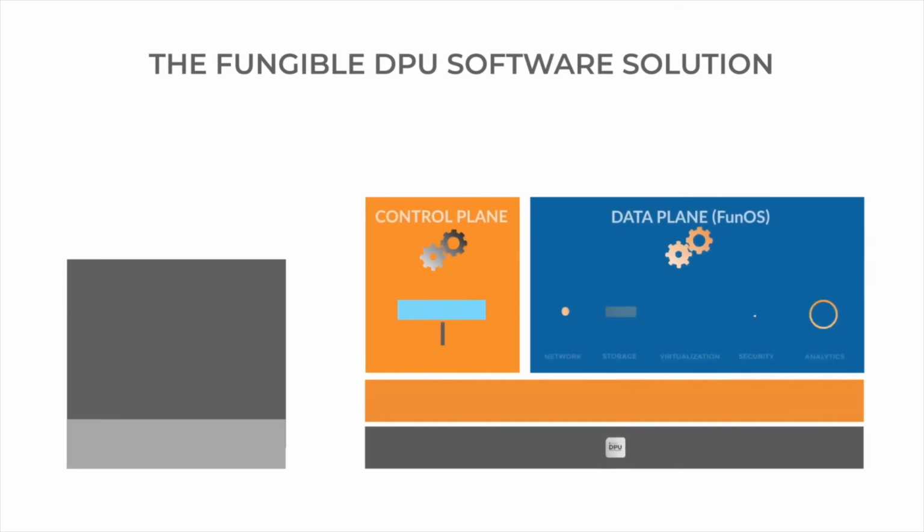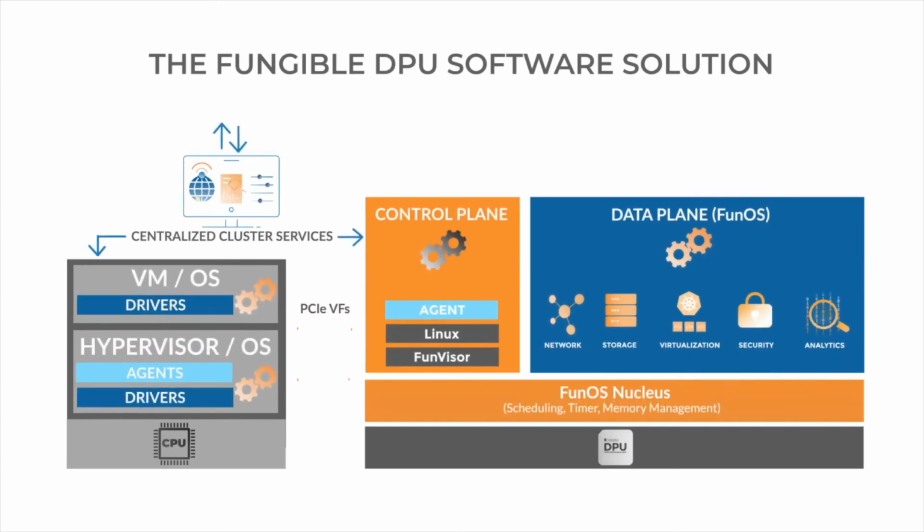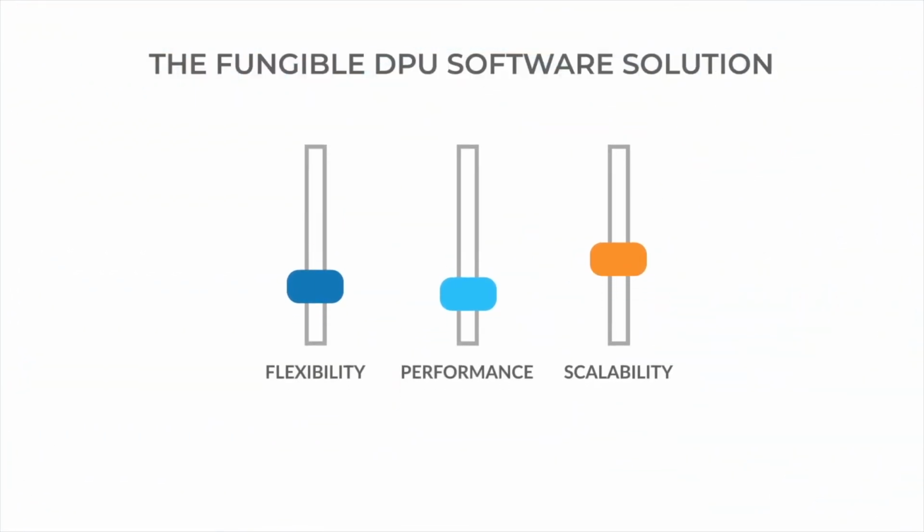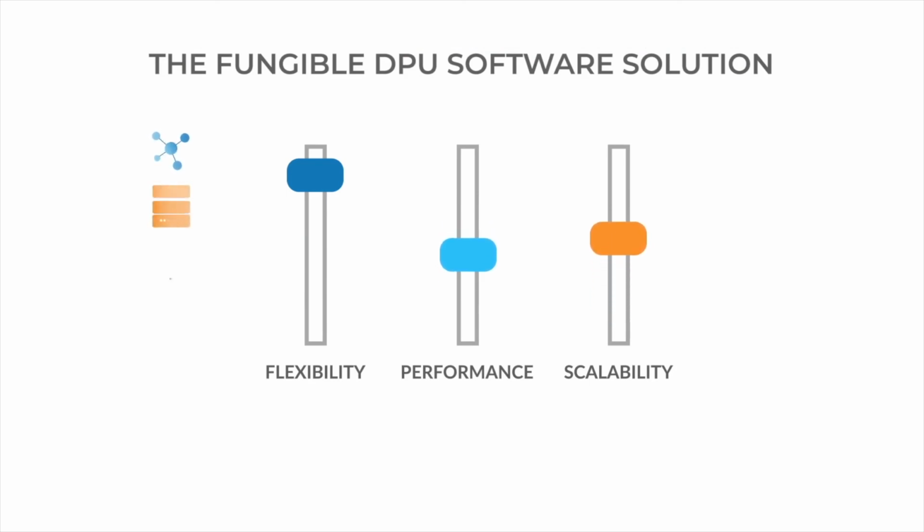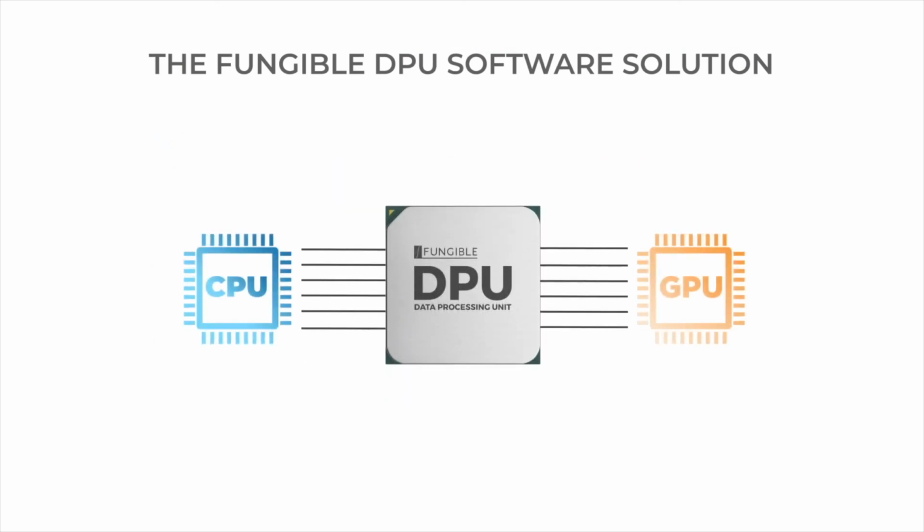The power of the Fungible DPU is clearly unleashed through its programmability. The Fungible DPU offers flexibility comparable to general-purpose CPUs, processing all forms of data: networking, storage, security, analytics, and more. Yet it achieves performance that is comparable to ASICs. That makes the Fungible DPU truly unique and worthy of being the third socket in data centers alongside the CPU and the GPU.